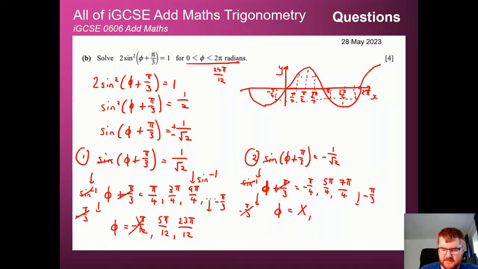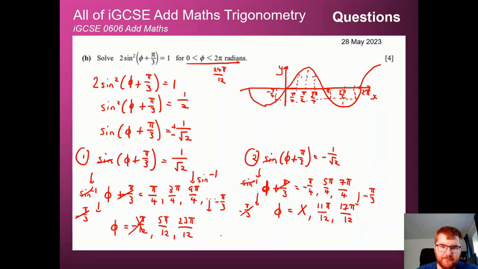So let's just pop into our calculator then. 5 pi divided by 4 minus pi over 3. That gives us 11 pi over 12, which does lie within our domain. And then 7 pi over 4 minus pi over 3 gives us 17 pi over 12, which also lies within our domain as well.